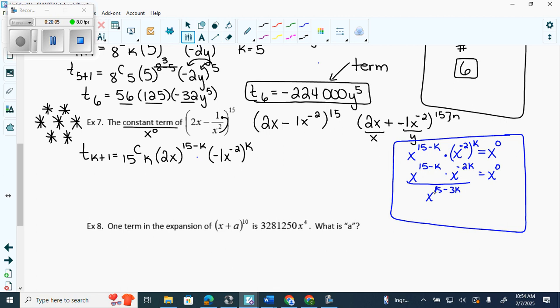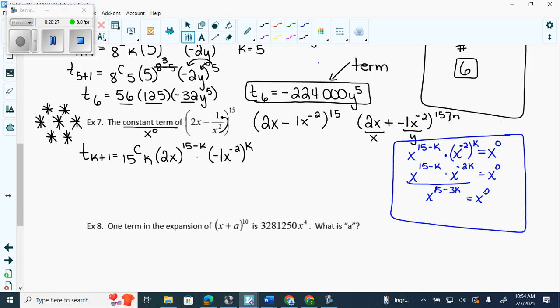15 minus k plus another negative 2k gets me negative 3k. So that's combining like terms, and it has to equal x to the 0. So if this is true, what does k have to be? 5.